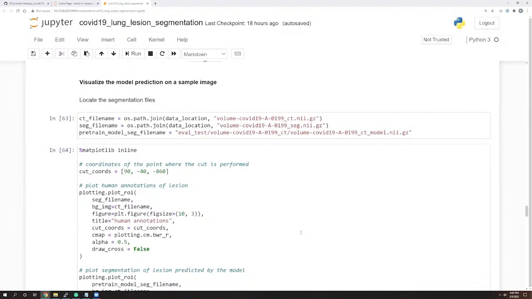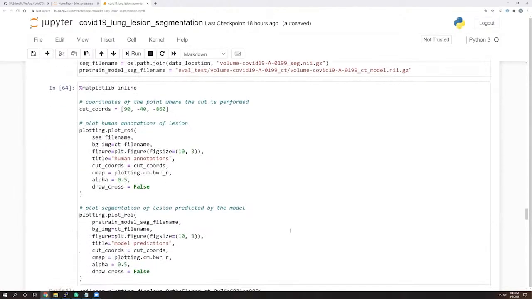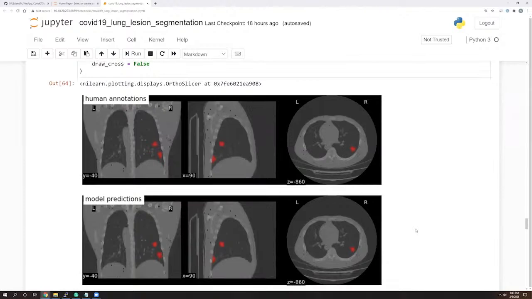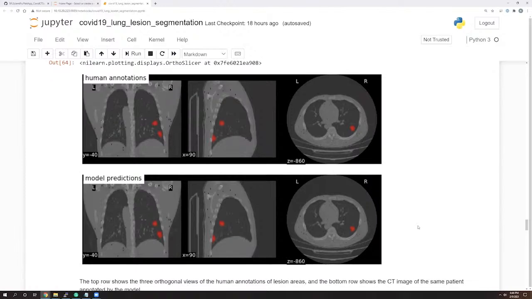Let's take a look at what the predictions look like in the images. Again, we visualize predictions of the model and compare that with the human annotations. What we can see here is that they look very similar by eye. They're pointing to exactly the same region, going to provide a lot of value for the radiologist to help them pinpoint the area of interest.